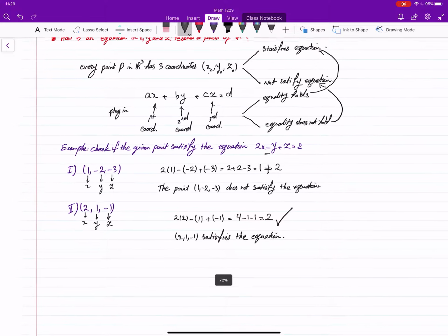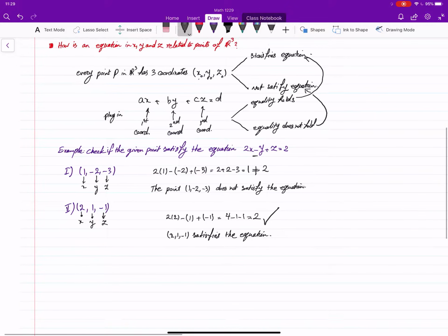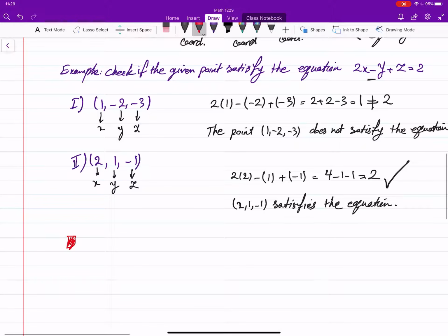Okay, so while there are points in R3 that satisfy the equation, some points do not. But how does this define a plane? So how does an equation define a plane?